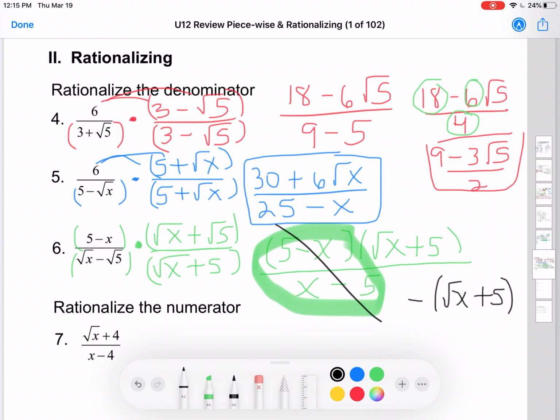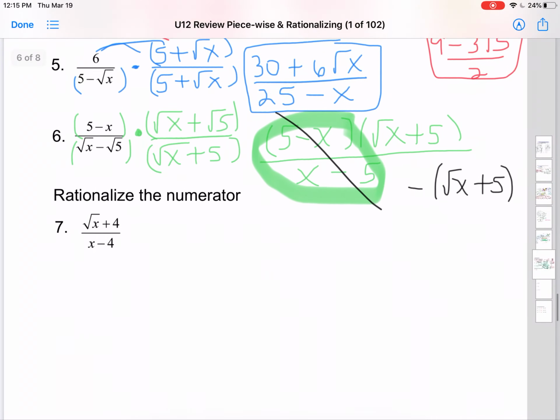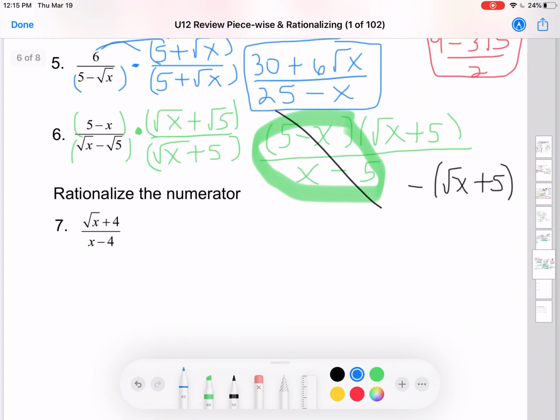So if you don't remember the -1 rule, the -1 rule is when you have a minus b over b minus a. This will always reduce to -1. So you can memorize that if you don't have that memorized.